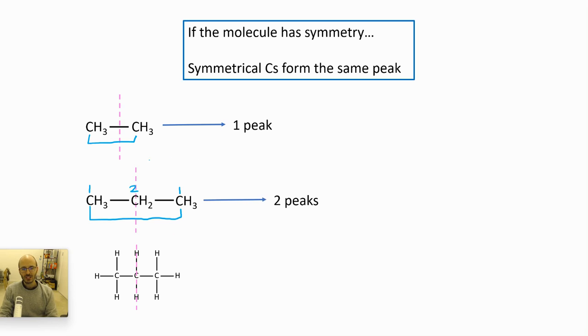So when the line of symmetry goes through a carbon, that carbon will be unique. It will give you 1 peak. But when the carbons are on either side of the line of symmetry, then is when they are going to be equivalent.